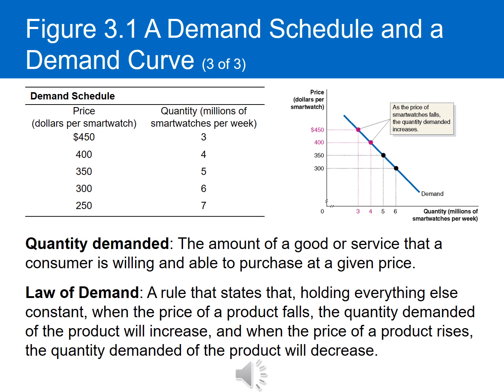The law of demand states that when you hold everything else constant, so ceteris paribus, when the price of a product falls, the quantity demanded of the product will increase. Likewise, when the price of a product rises, the quantity demanded of a product will decrease. This should be pretty intuitive for us. We're all consumers. When things get more expensive, we're less likely to buy it, or we'll purchase less of it. Likewise, when the price goes down, we're more likely to make a purchase, or we will purchase more units of that good.